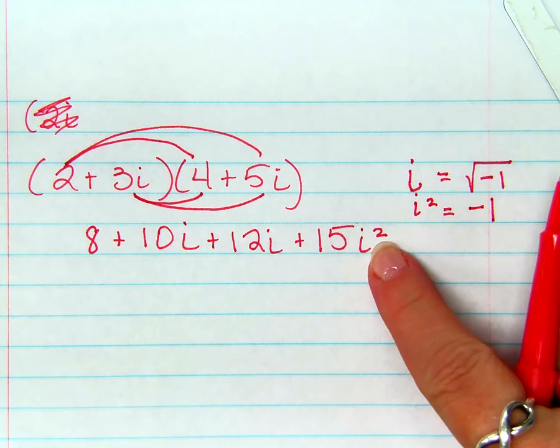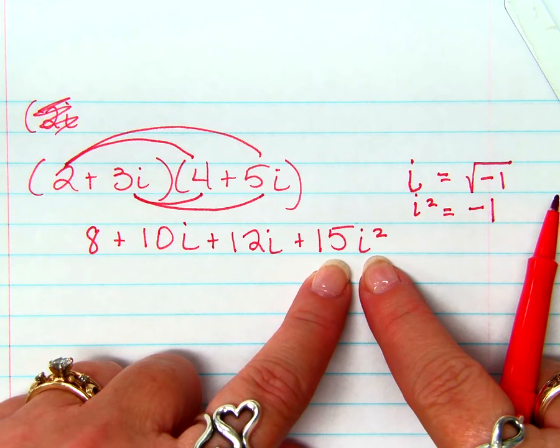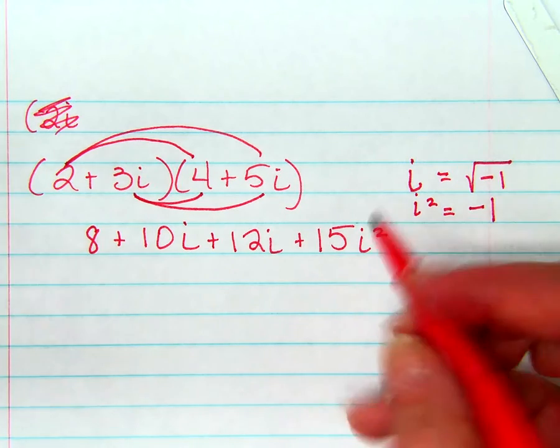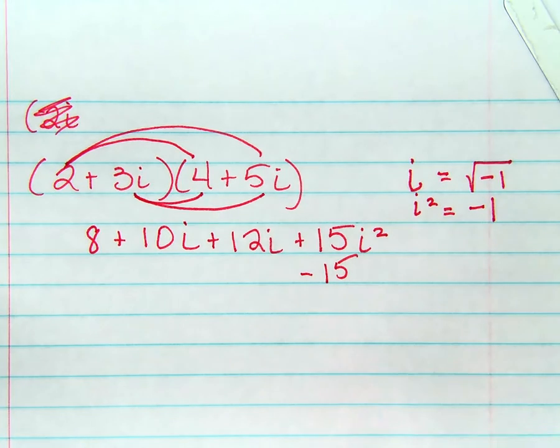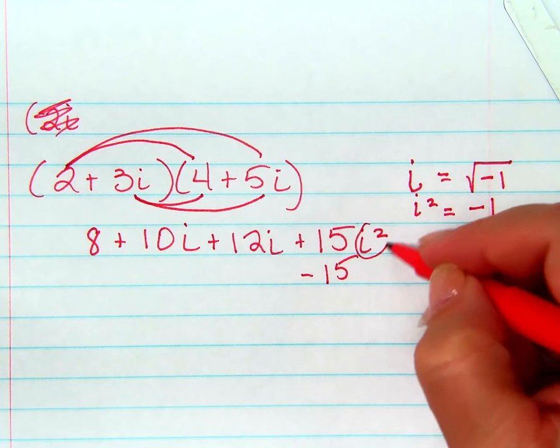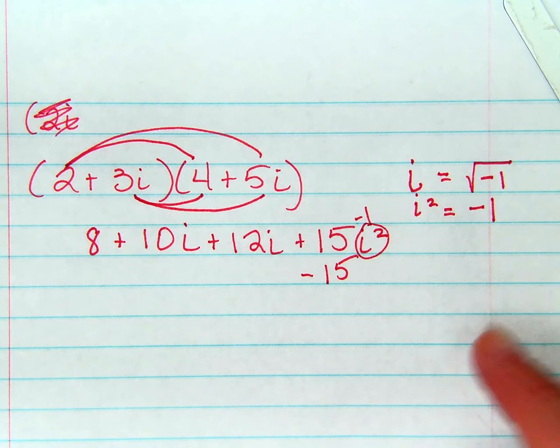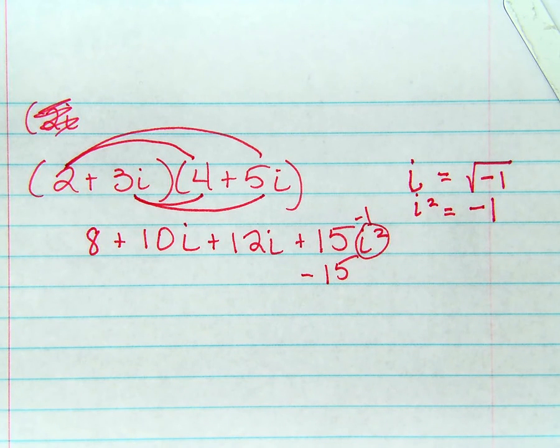So what does this term really equal? That's exactly right, -15. Because this value right here is -1. What's -1 times 15? -15.